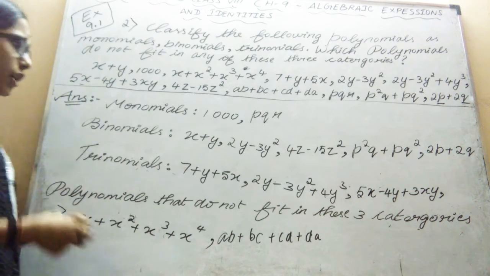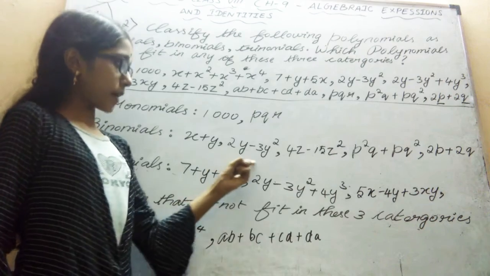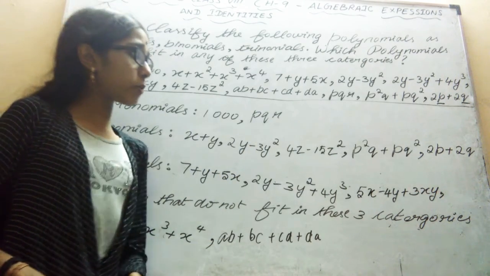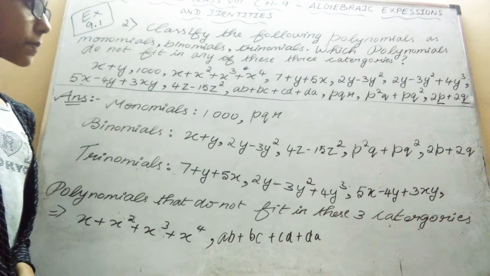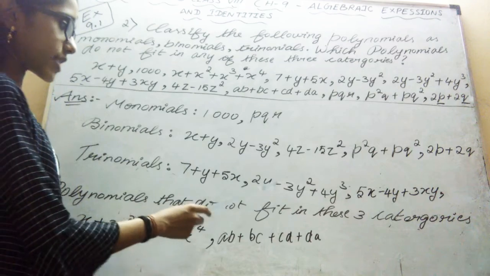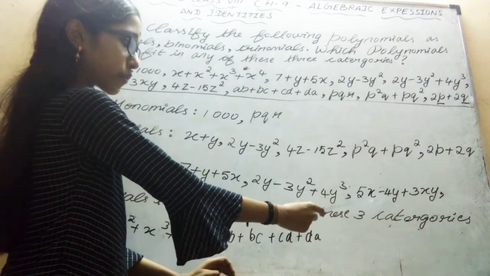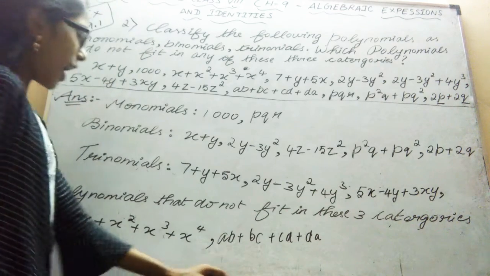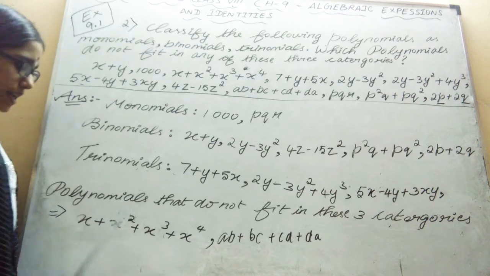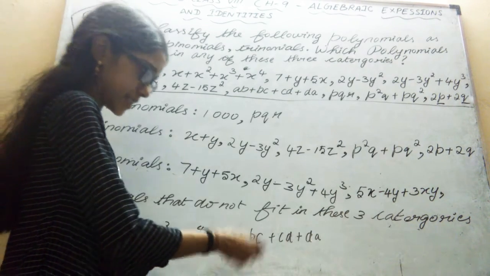The monomials are 1000 and PQR. The binomials are x plus y, 2y minus 3y square, 4z minus 15z square, p square q plus pq square, and 2p plus 2q. And the trinomials are 7 plus 5x plus 5x and 2y minus 3y square plus 4y cube, 5x minus 4y plus 3xy. And the polynomials that do not fit in these three categories are x plus x square plus x power 3 plus x power 4, and AB plus BC plus CD plus DA.